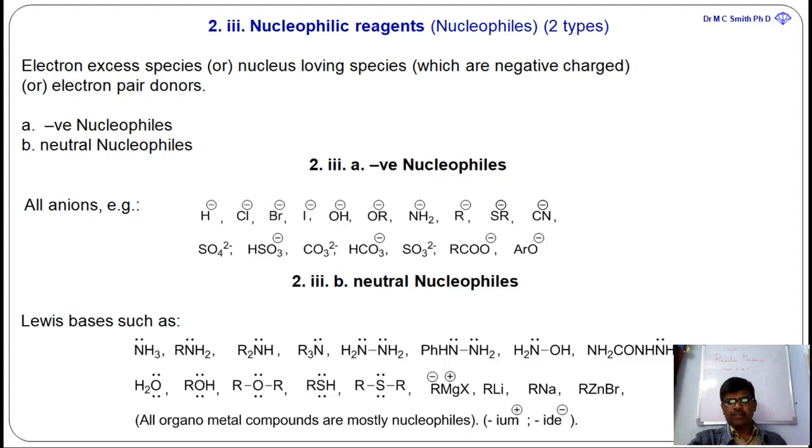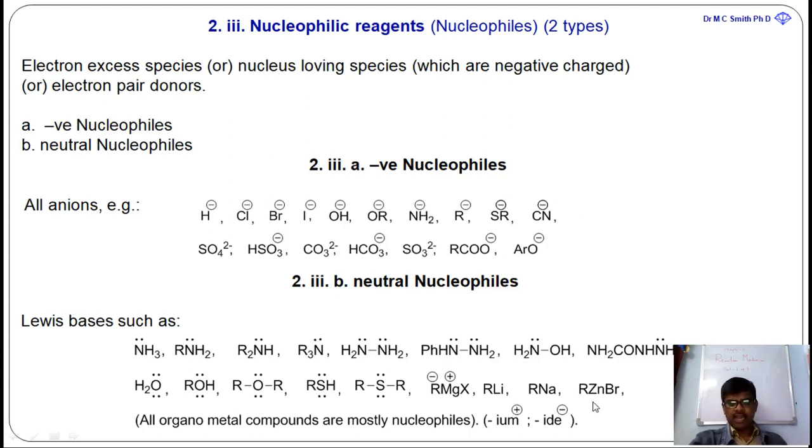Because it is a nucleophile, it may affect our reaction mechanism. To avoid side reactions of butyl lithium, we convert it into LDA, lithium diisopropyl amide, which is a non-nucleophilic base. There is no nucleophilic nature. Any question? No. Alkyl sodium, alkyl zinc halides.